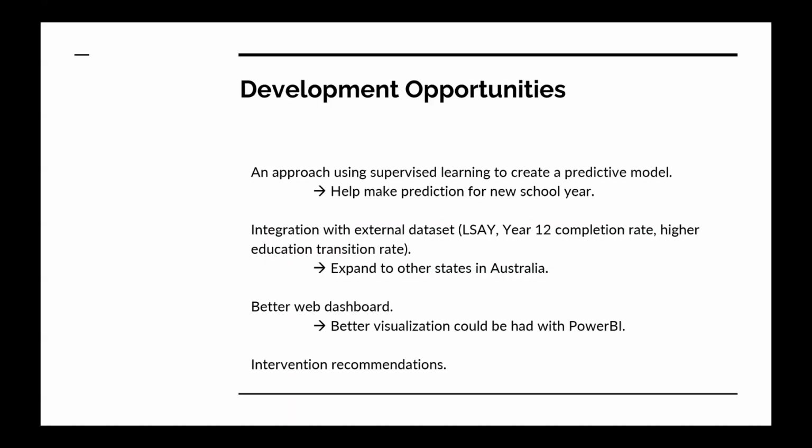Moving on, we'll be talking about further development opportunities. Looking ahead, we see multiple development opportunities. First, we could apply supervised learning to predict socioeconomic changes in future school years for each of the schools. Secondly, integrating this analysis with external data sets such as Year 12 completion rate or university higher education transition rate would also help us further assess how the individual senior high schools are doing. We could also expand the scope to other states, and incorporate Power BI for better data visualization.